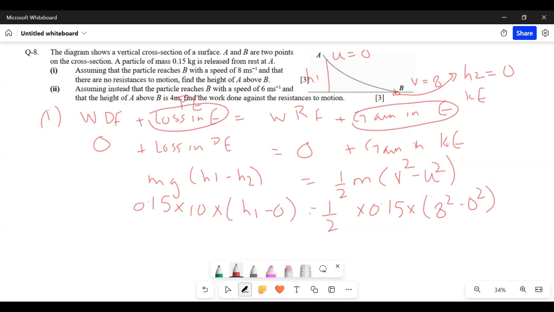which gives 1.5 h1 आ गया इस साइड पे, is equals to 0.5 into 0.15 into 8 square, यहाँ पे आ गया 4.8, and when you divide you get 3.2. Okay, part 2.